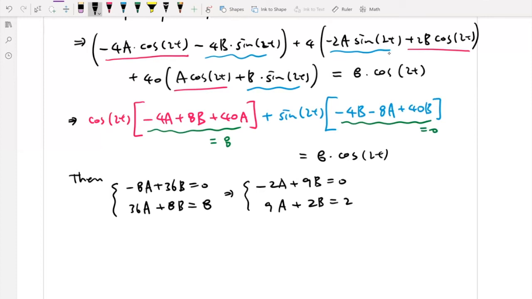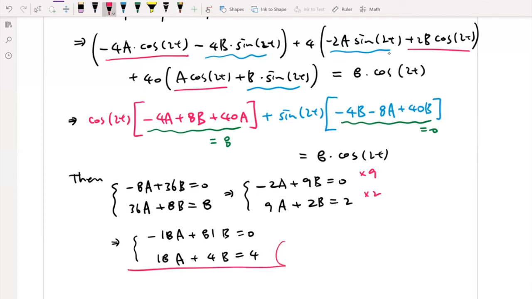So we can do either way. We can do the elimination or substitution, okay? Let me do the elimination, okay? So I will multiply 9 for the first one, multiply 2 for the second one, okay? Then your first equation will be negative 18a plus 81b equals 0. Second one is 18a plus 4b is equal to 4 now, okay?